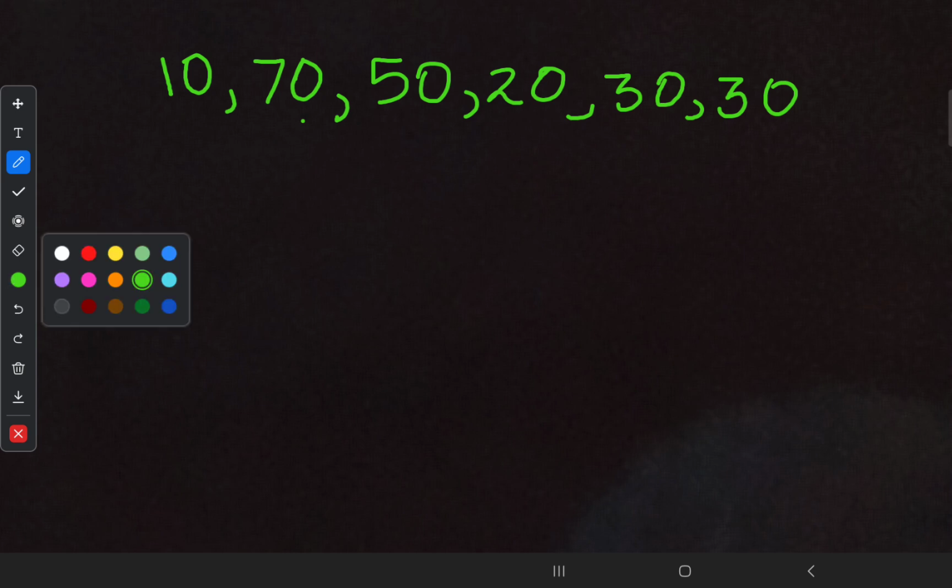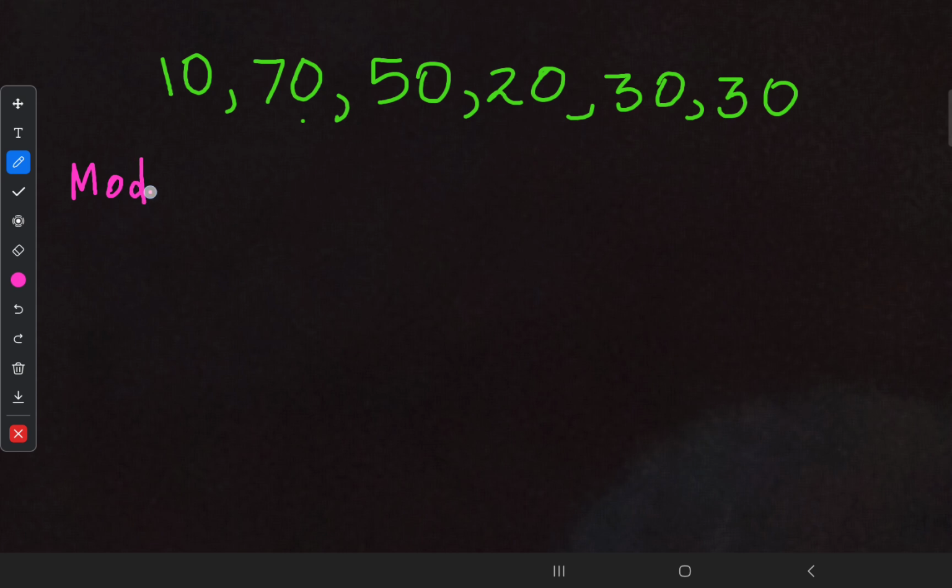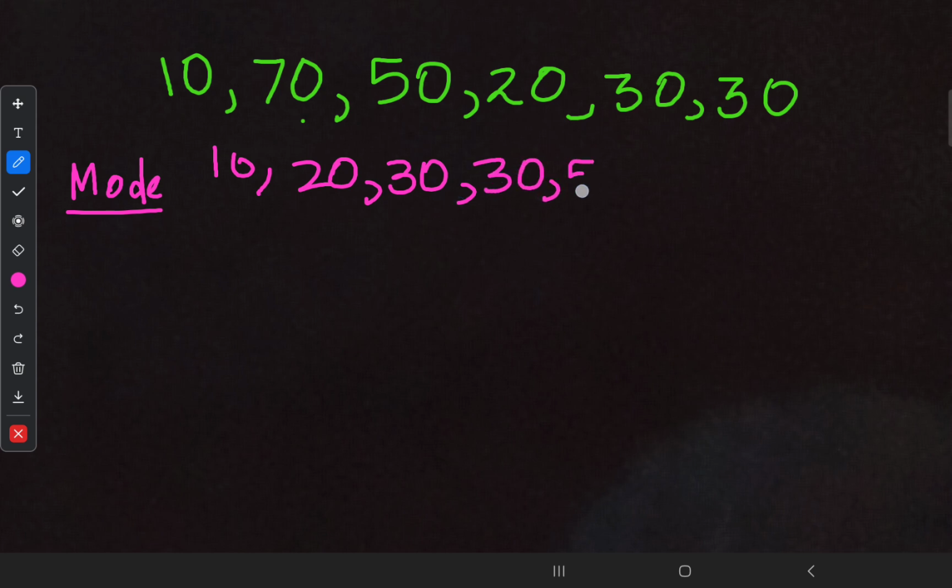In this data set, let's identify our mode first. Before starting, what do we need to do? We have to order the data in ascending order. So 10, then 20, 30, 30, 50 and 70. To identify the mode, the most repeated data, here 30 is repeated twice. So 30 is going to be our mode in this case.